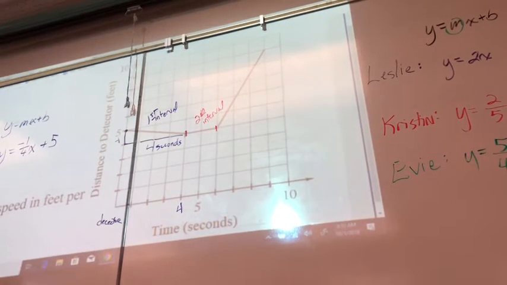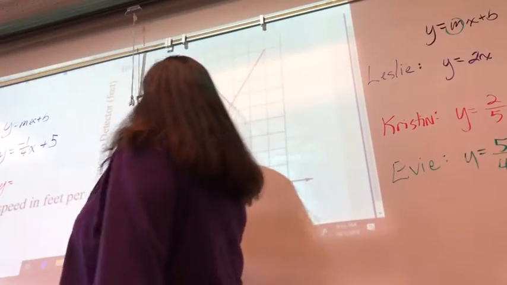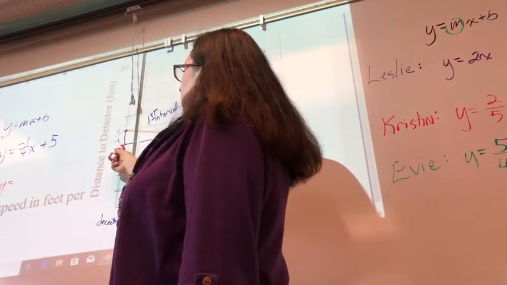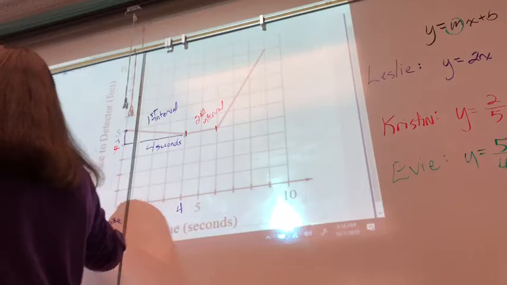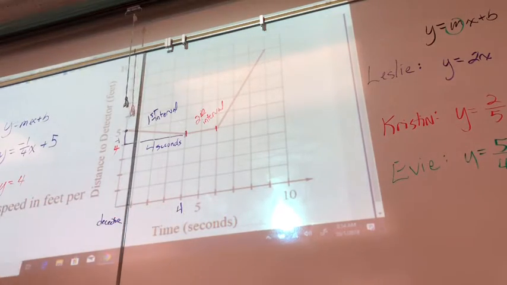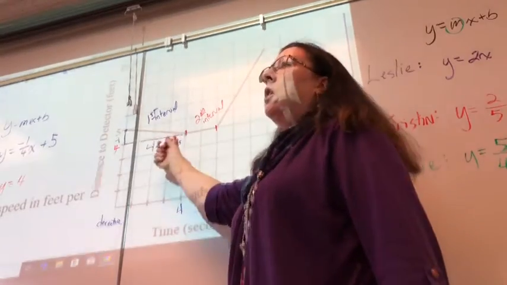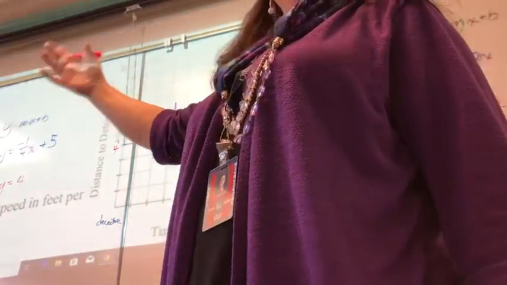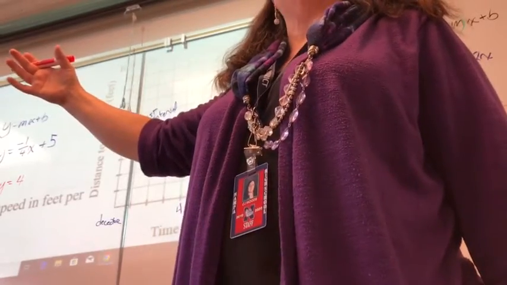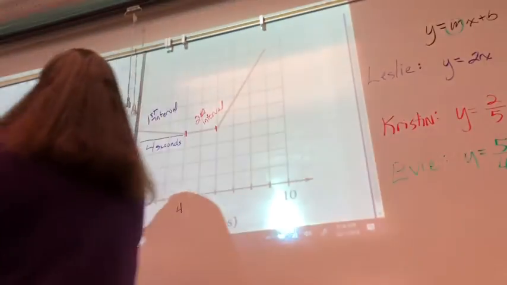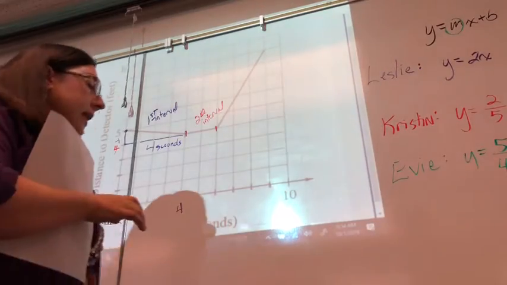All right, so second interval, they're standing still, and when they're standing still, what do we have? They're 4 feet away. Very good. So y equals 4. We know this is a horizontal line, and horizontal lines have what slope? What's the slope of any horizontal line? 0. Very good.